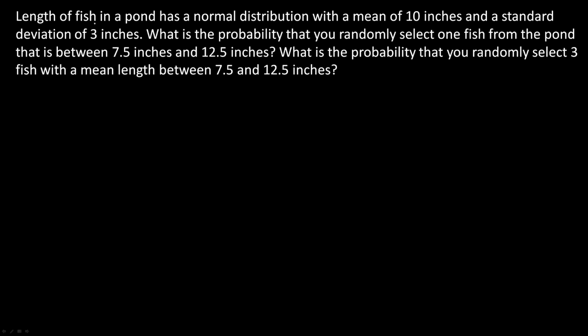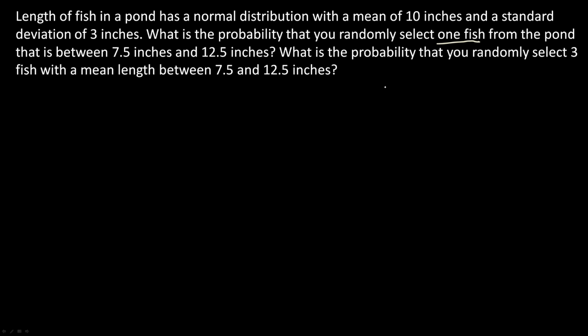Alright, so now let's do a practice problem incorporating everything we just learned. Here it says the length of fish in a pond has a normal distribution with a mean of 10 inches and a standard deviation of 3 inches. What is the probability that you randomly select one fish from the pond that is between 7.5 inches and 12.5 inches? And what is the probability that you randomly select 3 fish with a mean length between 7.5 and 12.5 inches?